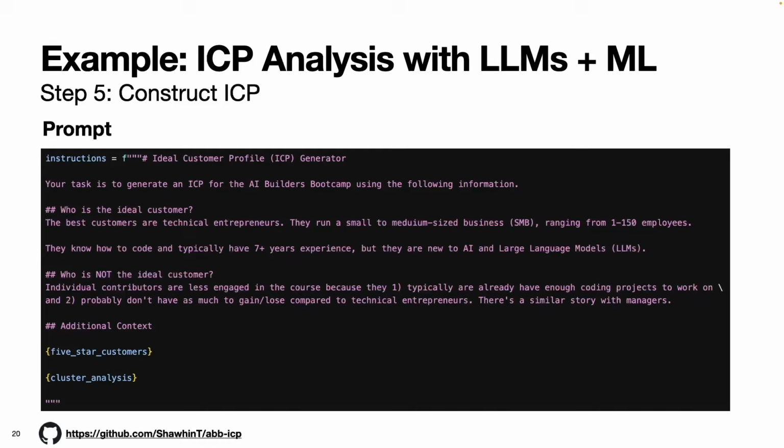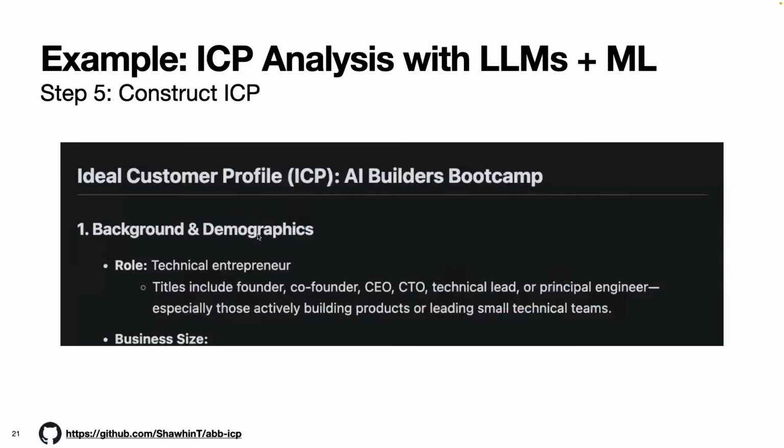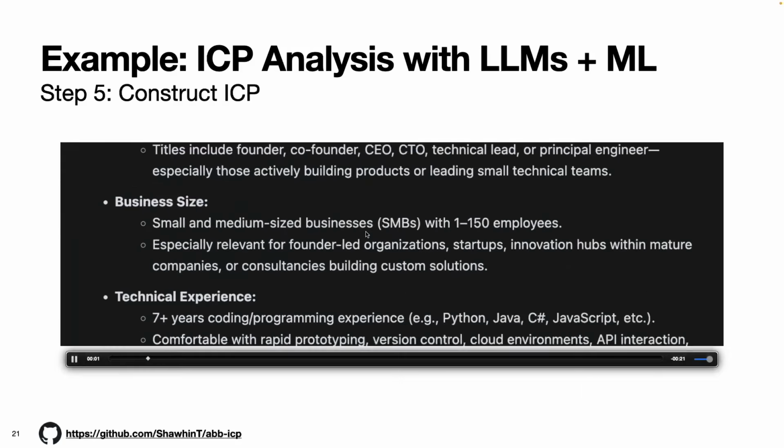Notice here I'm combining three types of context. One is directly giving the model data from 5-star customers. The second is giving it the cluster analysis generated by GPT. And then finally giving it my insights and my interpretation of who the ideal customer is. This is generated from looking at the tables from the previous step, looking at the coefficients, and also all the context I have from running these cohorts. And then the final result is the ideal customer profile.